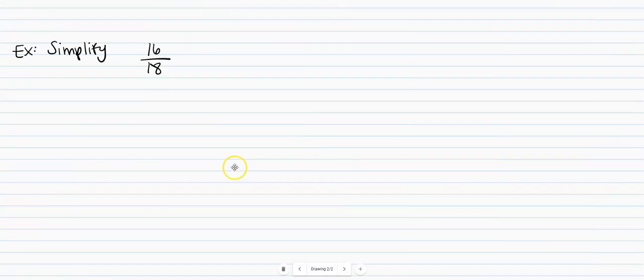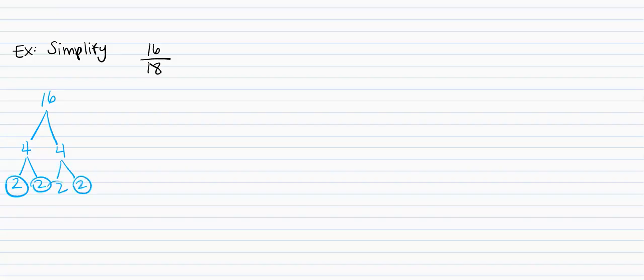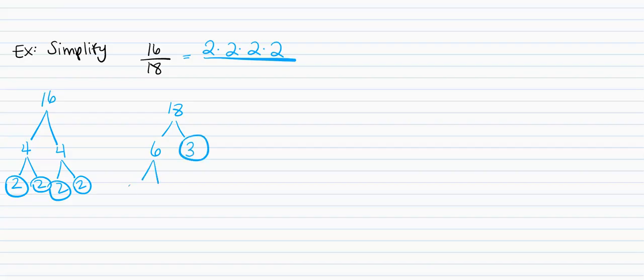Let's continue with one more example. So here we have 16 and 18. Breaking down my 16, any two values, I'll have 4 and 4. Breaking down my 4, this gives me 2 and 2. Similarly here, it's 2 and 2. So 16 can be written as 2 times 2 times 2 times 2. My 18, when broken down, I get 6 and 3. 3 is prime, but 6 can be broken down to be 2 and 3. So I can just write it as 2 times 3 times 3.